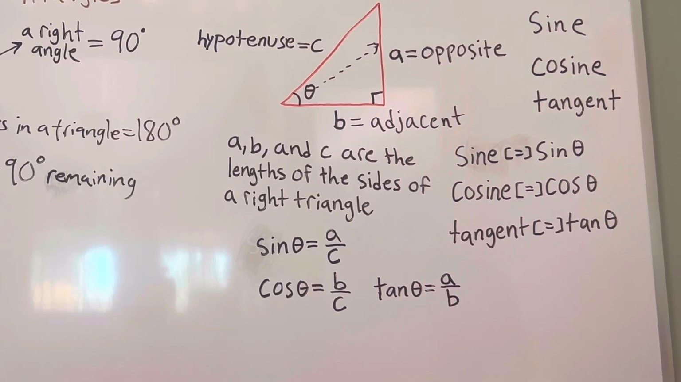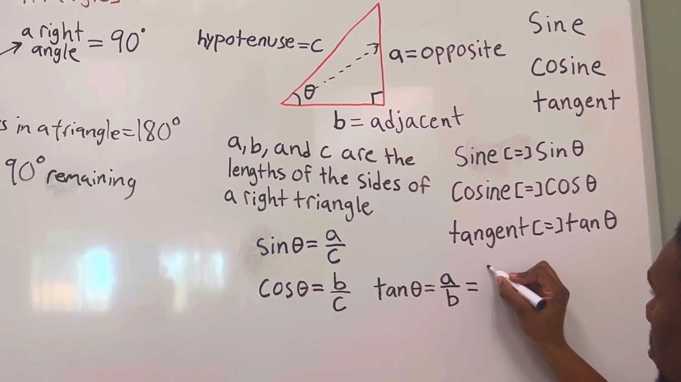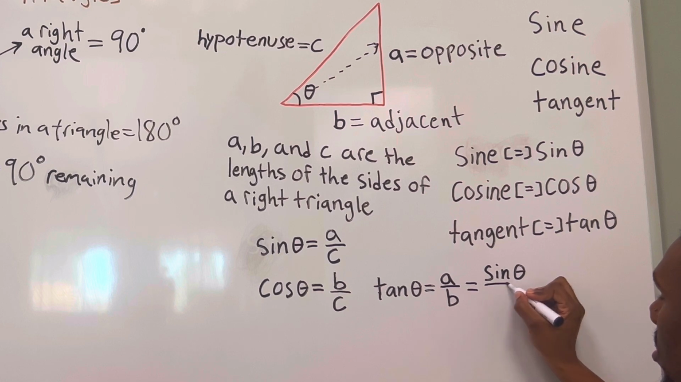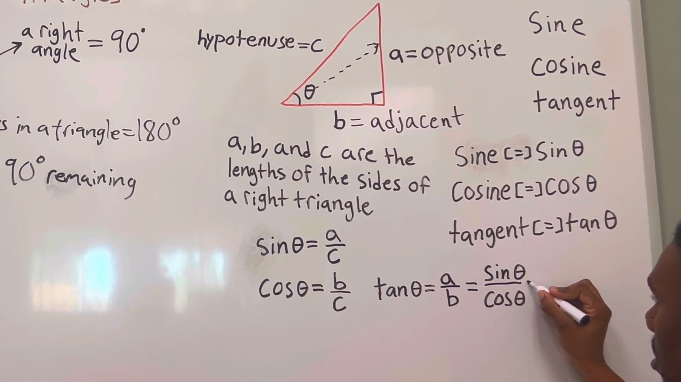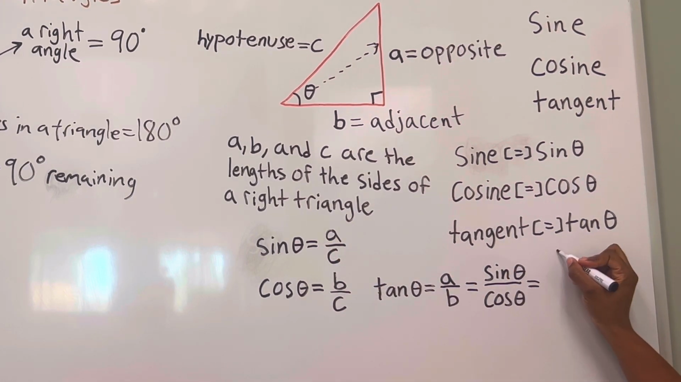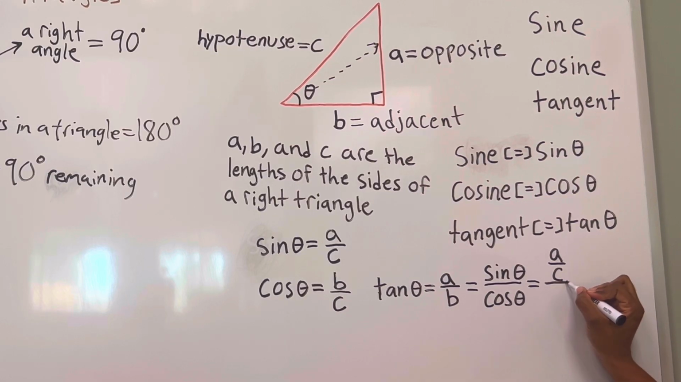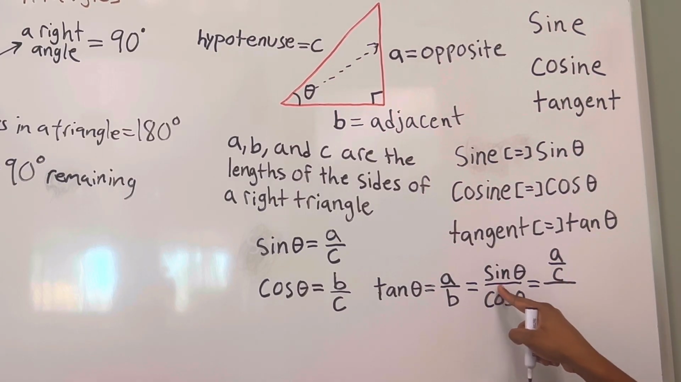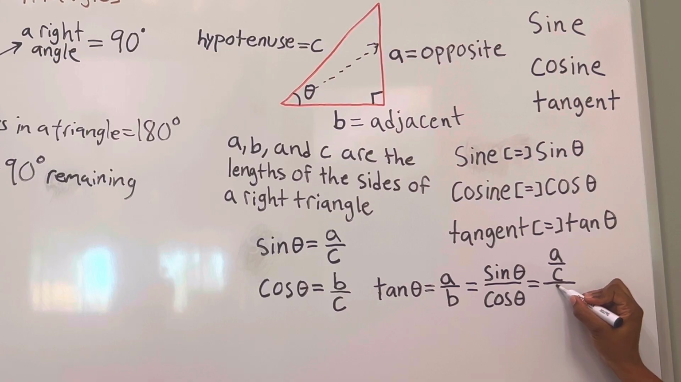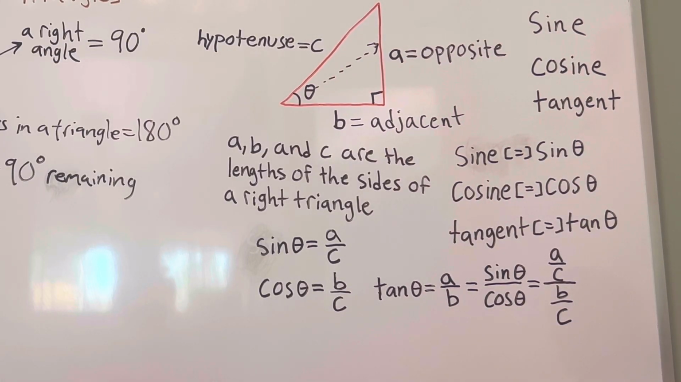Now, something I want to point out is that tan theta is actually equal to sine theta divided by cosine theta, and you can see by how the sides are related. Sine theta is A over C, and cosine theta is B over C. Now, if you look at this division, C is in the denominator in both the numerator and the denominator, so they cancel out, and you get A over B, tan theta.